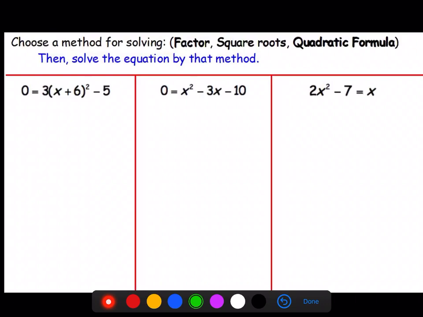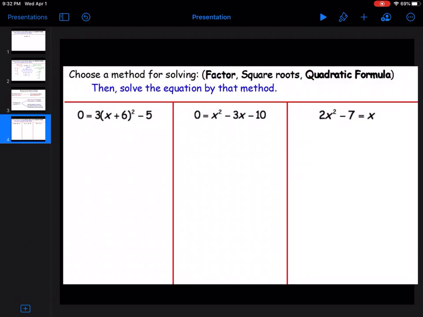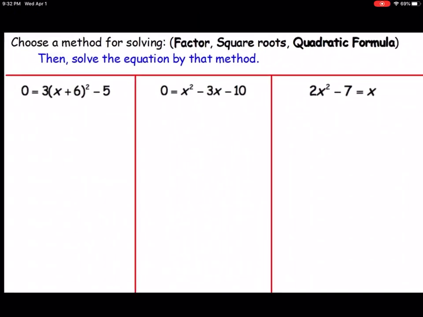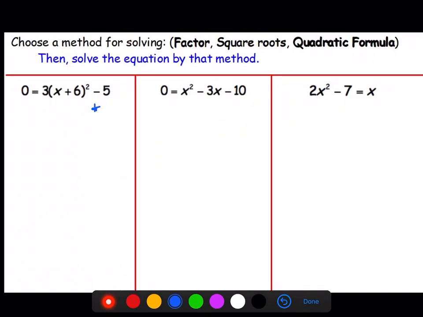So glancing at this equation over here at the left, the first thing that I notice in that equation is I only have one variable. I only have one x. So I would say let's go ahead and solve by square roots. If we just do some simple algebra, I can add 5 to both sides. We're going to add that 5 again to both sides, which gives us 5 equals 3x plus 6 squared.